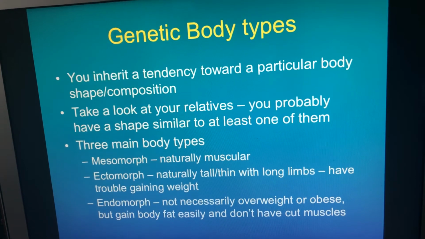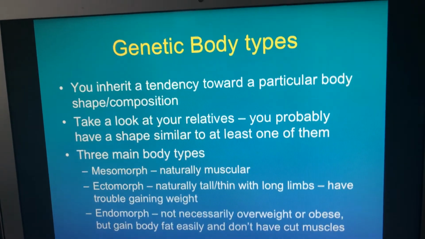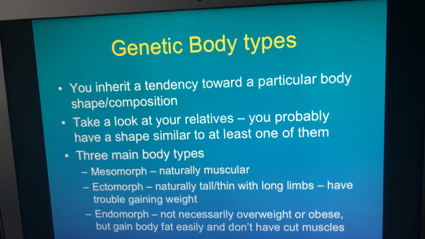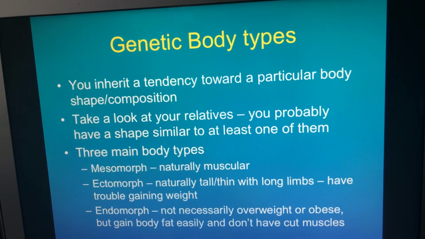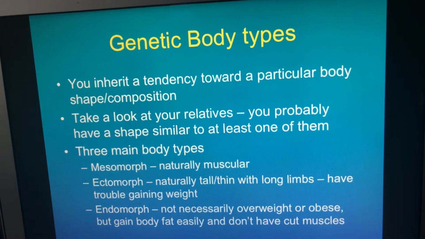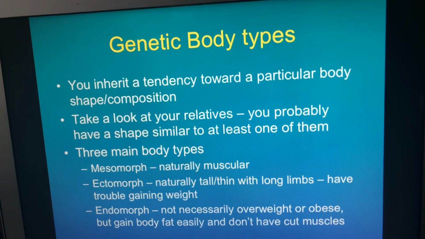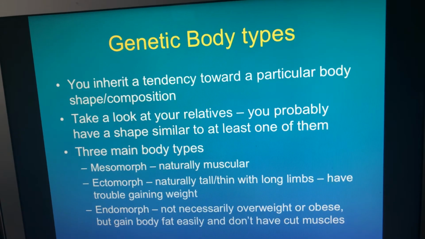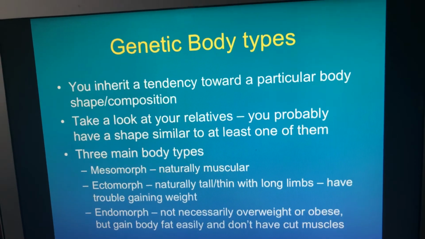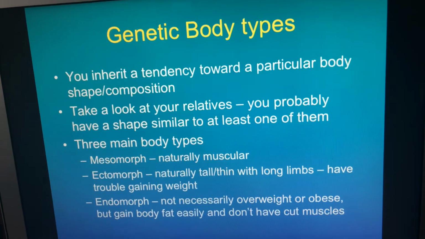Ectomorph, it's easier for them to get cut and say have the abs and all that. The ectomorph, naturally tall and thin with long limbs. Some of these people have difficulty gaining weight because they're naturally lean. They tend to have long arms and legs.